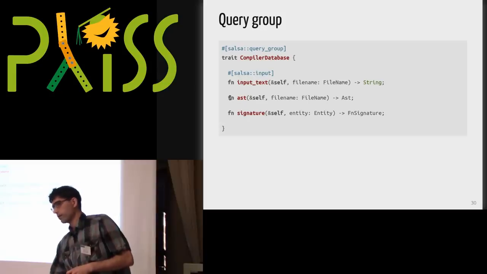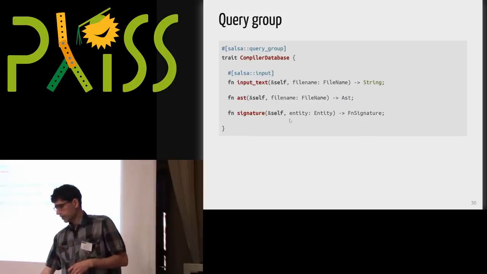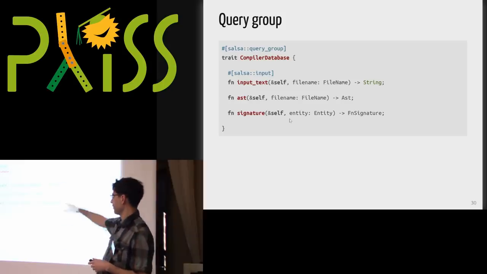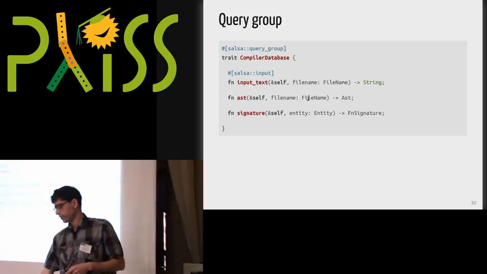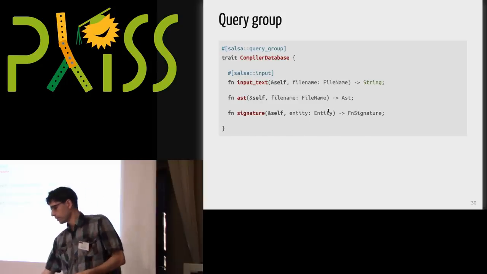So we might say, what is the AST associated with a given file, right? And it's going to give back an AST, and so on. And so you see that I have different kinds of parameters at different points. Like the signature of some entity in the system is that.